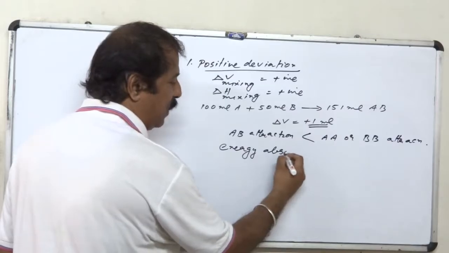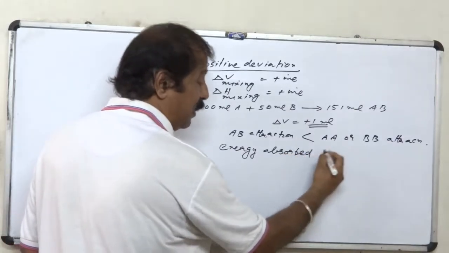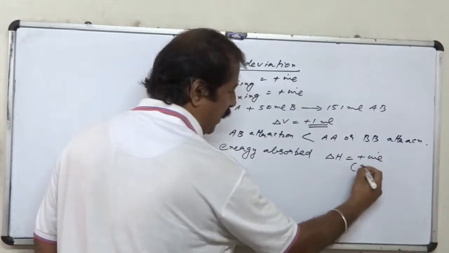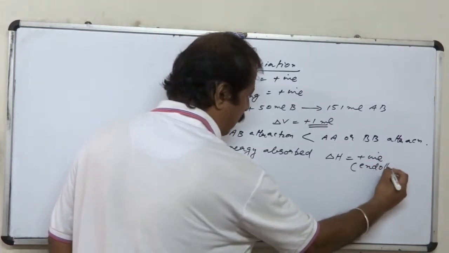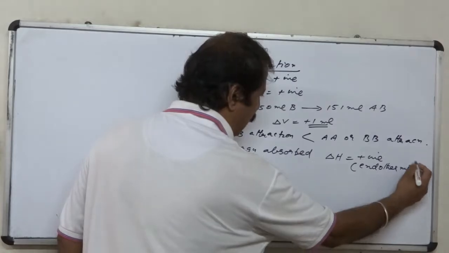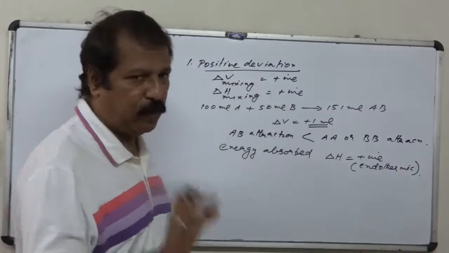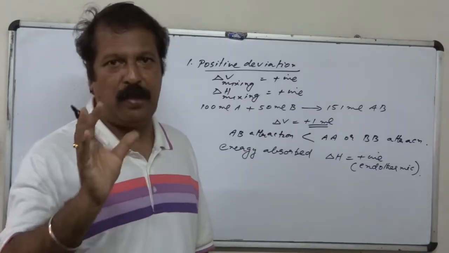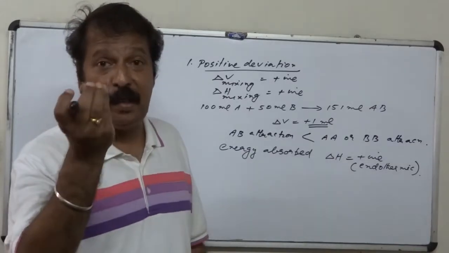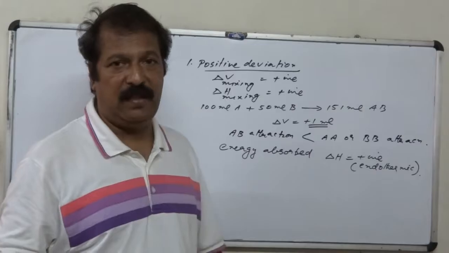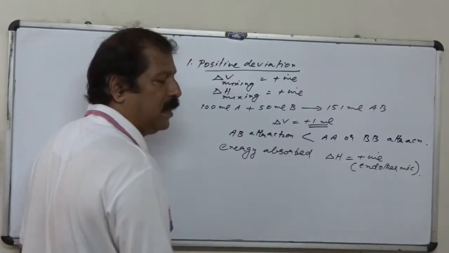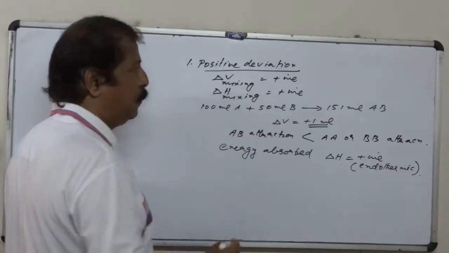So we can say delta V is positive and delta H is also positive. Delta H positive means endothermic. After mixing the solution, if you touch the vessel, the bottle, the beaker, it will feel cool because it absorbs energy. So delta H is positive, delta V is positive. Such solutions show positive deviation.